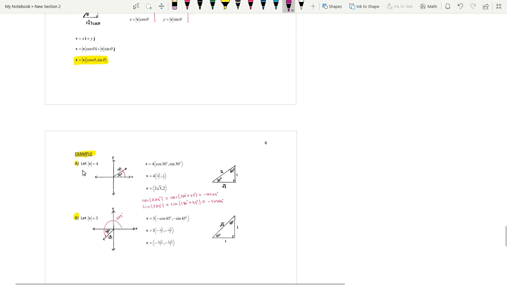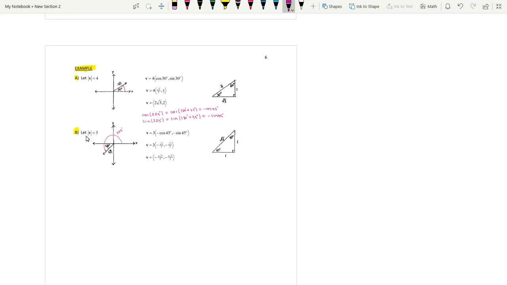Now in this example, we are given the magnitude of this vector, which is 4, and we have angle theta, which is 30 degrees. We need to find the vector v. So we are given two pieces of information, magnitude and angle. So v is the absolute value of v, which is 4, times (cosine 30 degrees, sine 30 degrees), and you know cosine 30 is square root of 3 over 2, and sine 30 degrees is 1 over 2. So if you multiply by 4, you will get this answer.